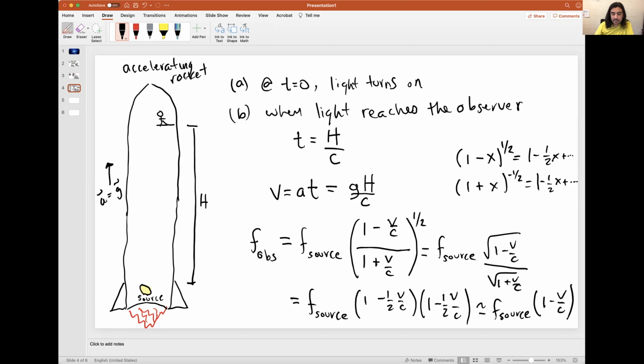So it was a lot of math, but it's just to show you that the observed frequency is going to get shifted depending on the velocity that the rocket is traveling at. Any questions up to there?